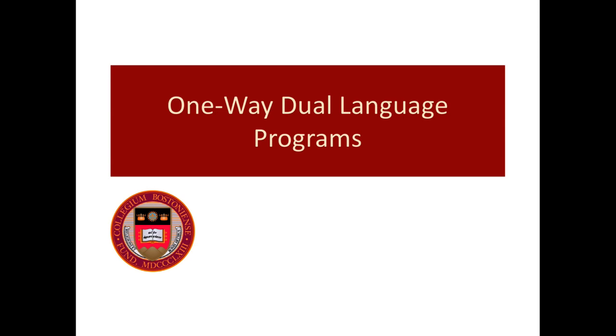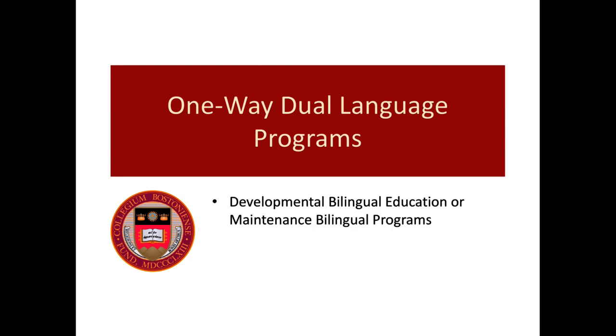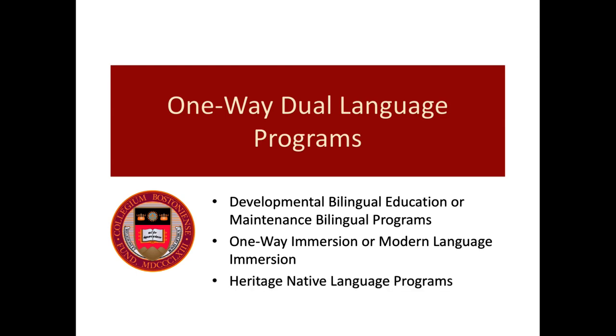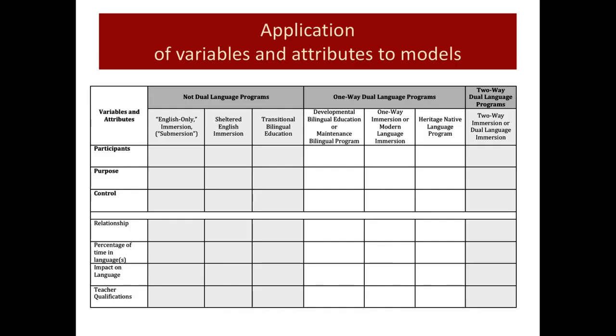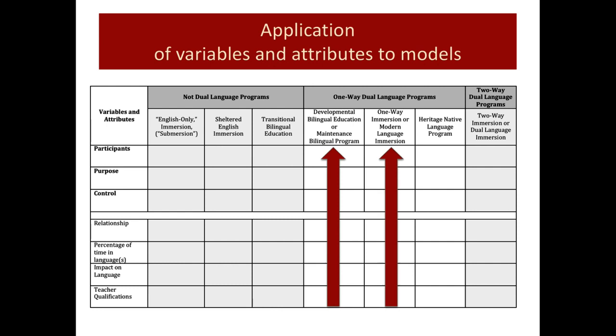So now we will move on to look at what the OELA report identifies as one-way dual language programs. So developmental bilingual education or maintenance bilingual programs, one-way immersion or modern language immersion, and heritage native language programs. So on your handout, we will be looking at these columns.